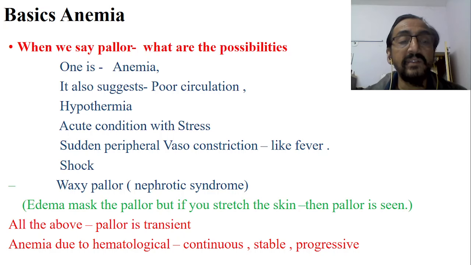There is also waxy pallor, which is very characteristic of nephrotic syndrome. In nephrotic syndrome there will be edema, and this edema will mask the pallor, but if you stretch the skin, the pallor is visible. This is called waxy pallor. In all the above conditions, the pallor is transient, whereas if the anemia is due to hematological causes, then the pallor is continuous, stable, and progressive.